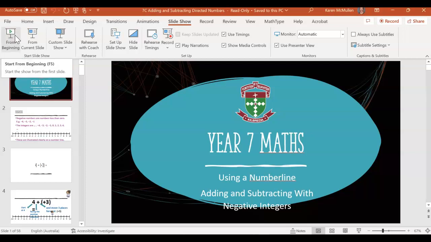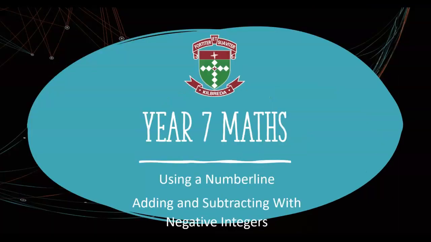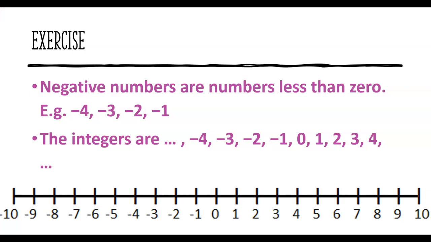Hi everyone, in this video we're going to look at using a number line to add and subtract with negative integers. Integers is just a fancy name for a whole number, so we're basically just going to be working with negative whole numbers. We're going to go through this slideshow, and then we're going to do some examples together. Negative numbers are numbers that are less than 0.